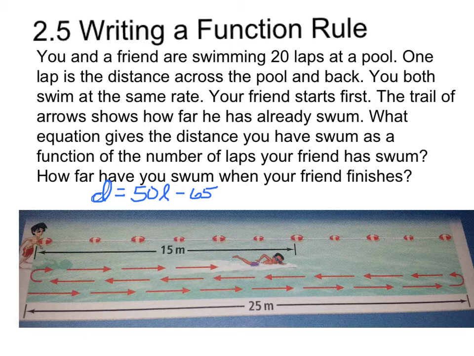Now, how far have you swum when your friend finishes? Well, when your friend finishes, how many laps will they have gone? Right here, 20. So plug 20 in. 50 times 20 is 1,000, minus 65 would equal a distance of 935 meters. And that would be the answer.